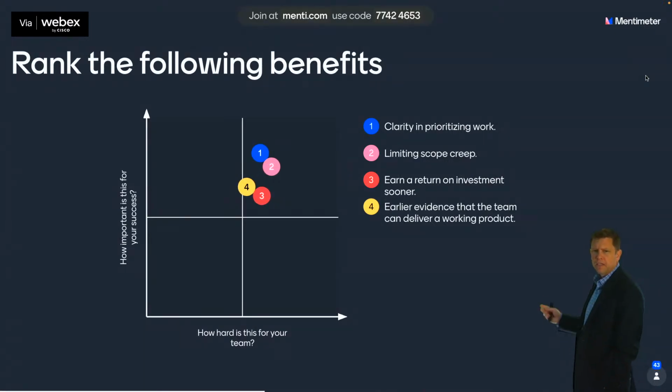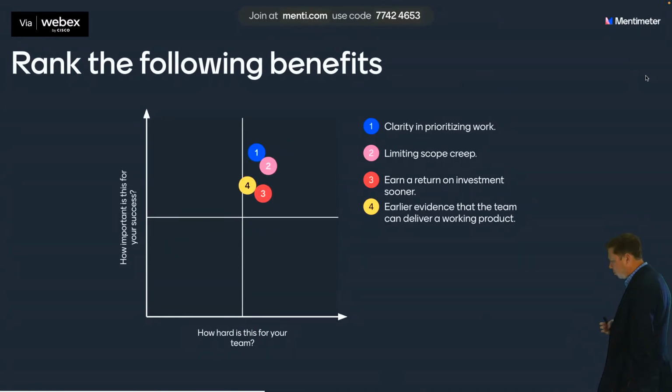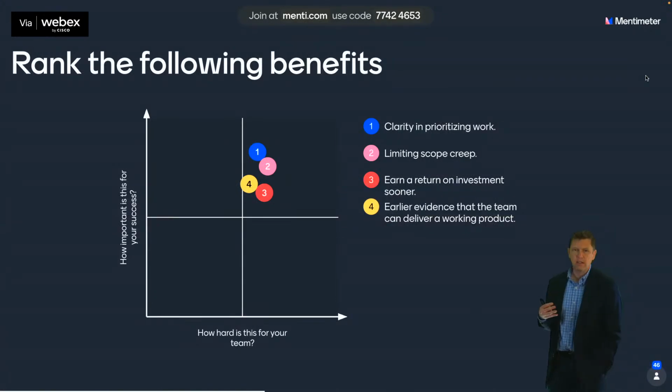But side to side, we're saying that earlier evidence that the team can deliver working product is actually easier than limiting scope creep. It sounds like limiting scope creep is a big issue for everyone, which is very true.